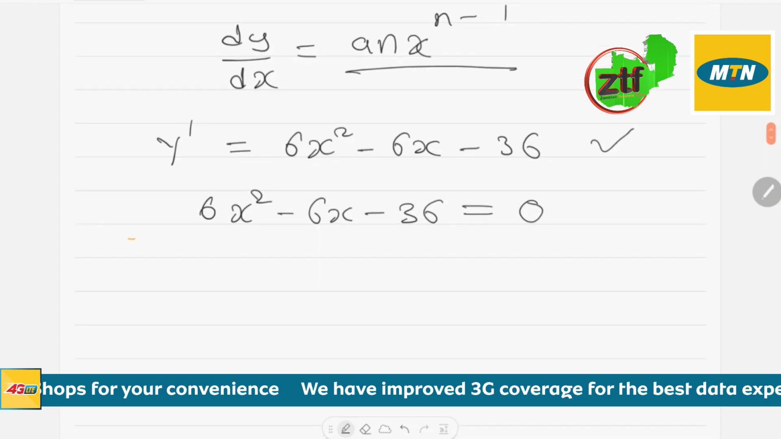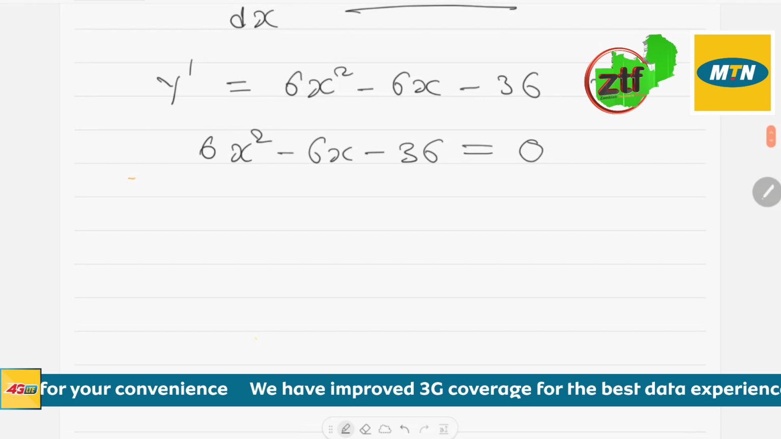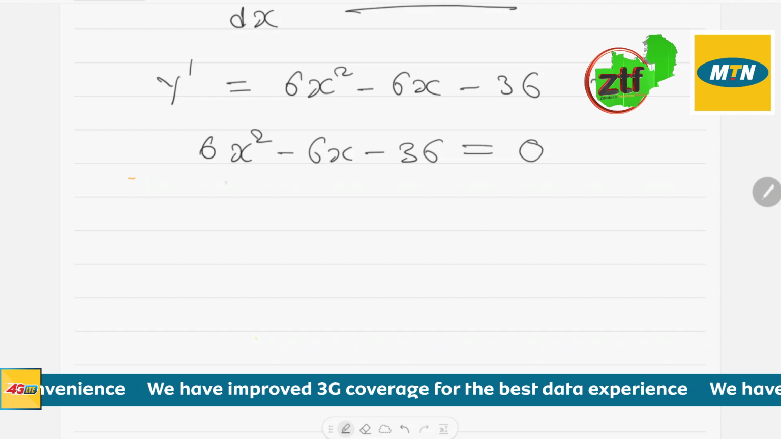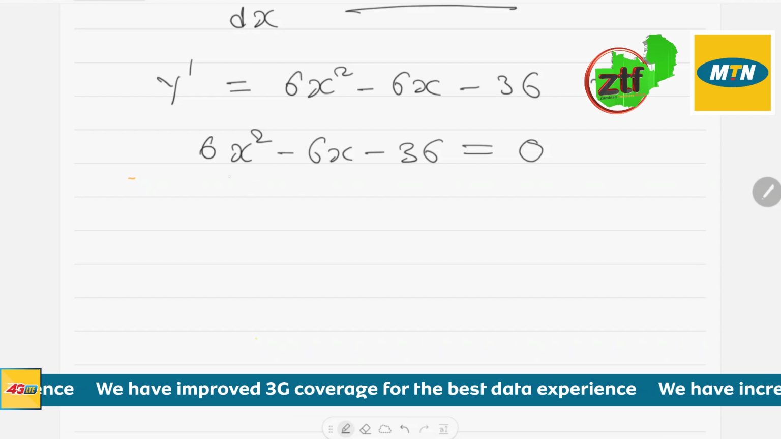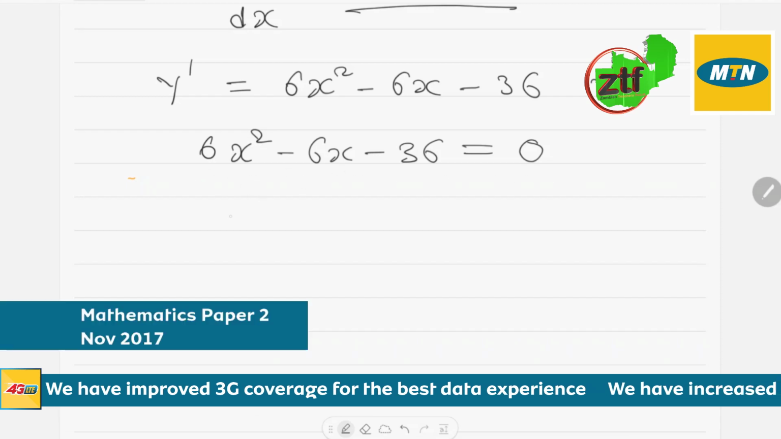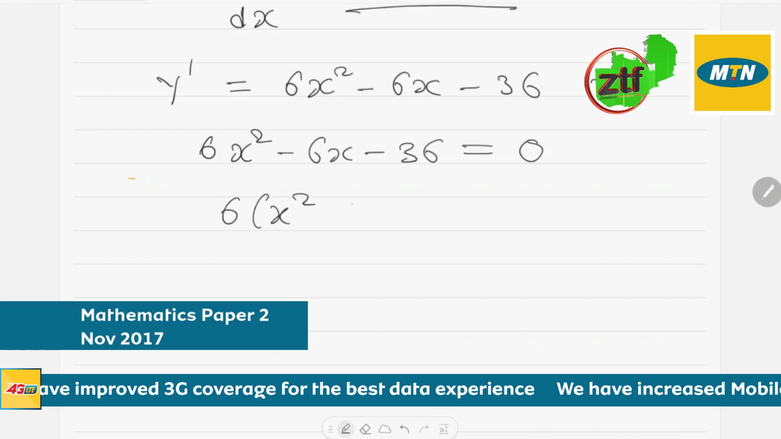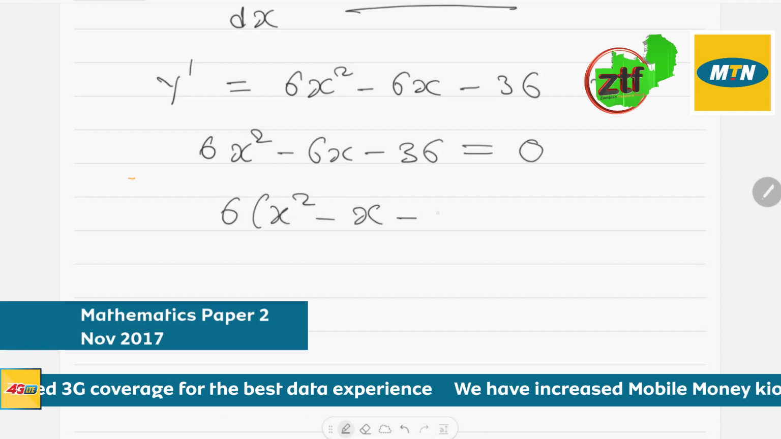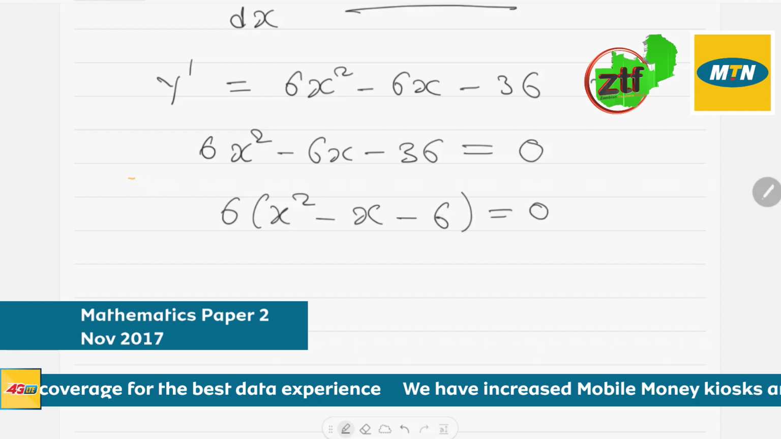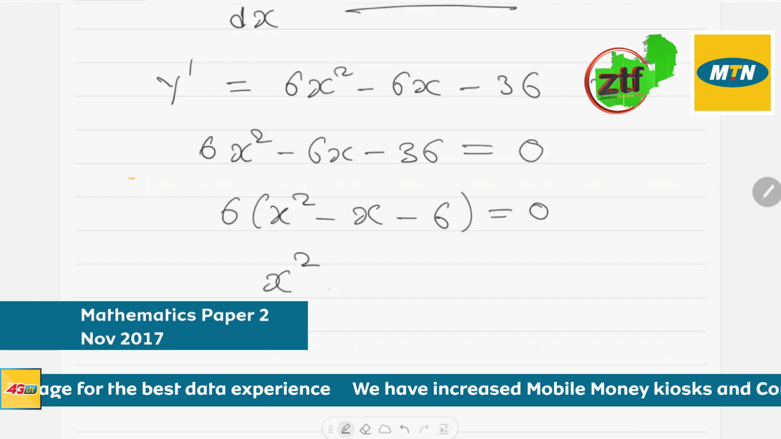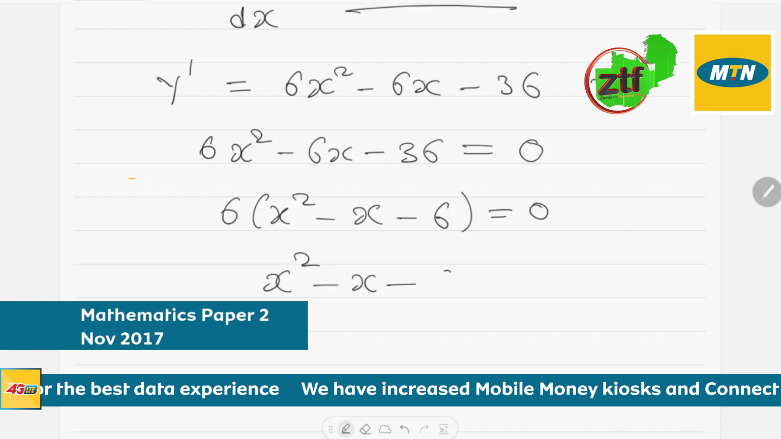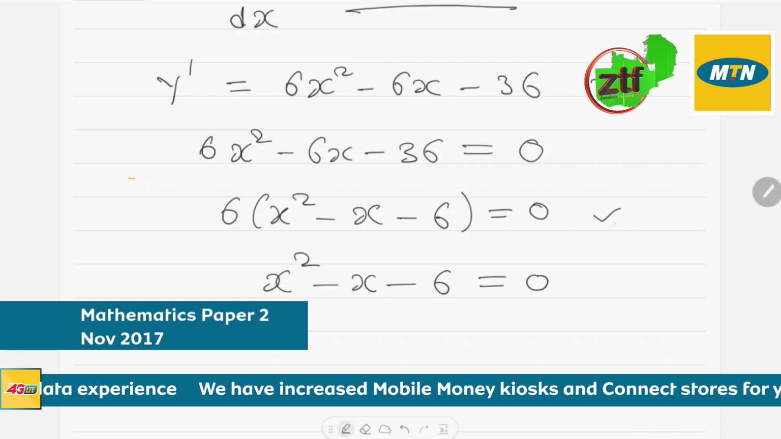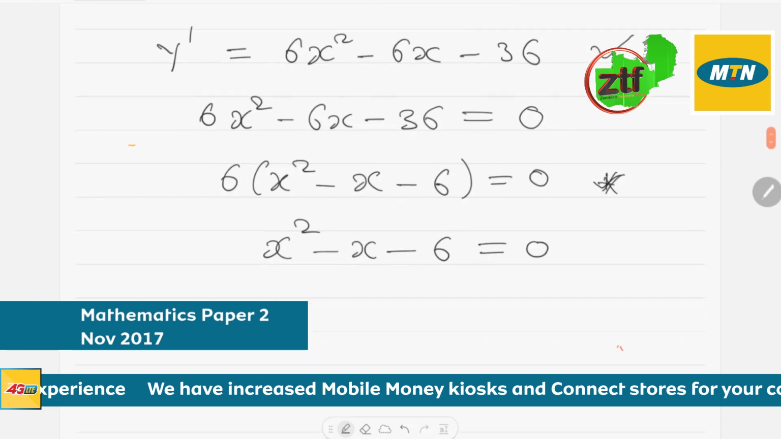So when you do that, then you realize that this is a quadratic function, so we can quickly work it out. When I factor out 6, I will have 6 times x squared minus x minus 6 equal to 0, which gives me x minus 6 equal to 0 when you divide both sides of this equation by positive 6.